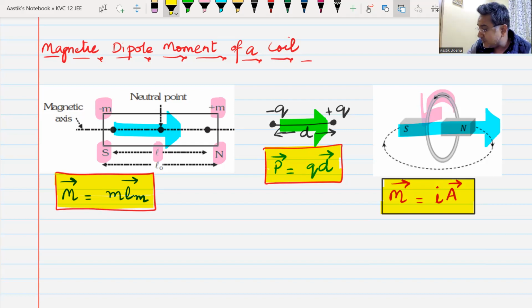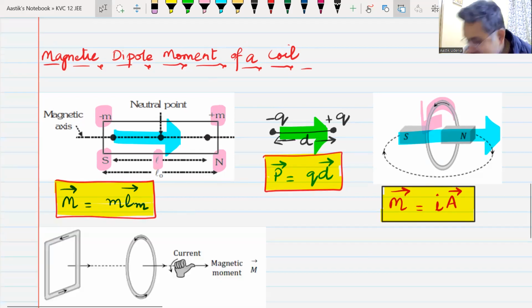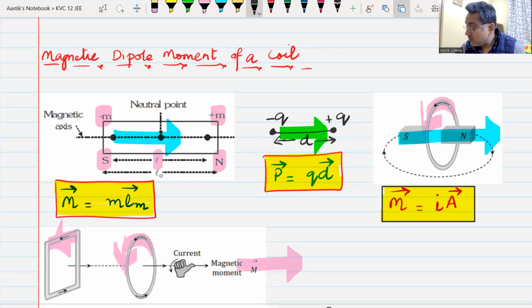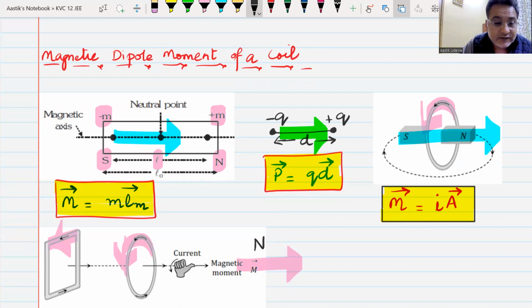I hope you have understood the significance of this. Just to make you understand it further, you can see this diagram at the end. If the coil carries current in this direction, it could be a rectangular coil, a square, or a ring shaped coil. You turn your fingers, and the direction of thumb gives you the direction of the north pole. It also gives you the direction of the magnetic dipole moment. I'll give you 2 minutes to note it down. Done, sir. Okay, then let's move ahead.